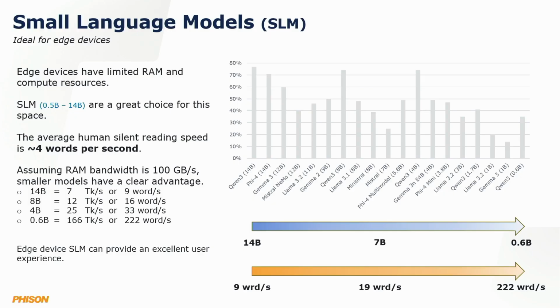Now, I just realized this morning I made a mistake in the division. I went the wrong way. 7 tokens per second is not 9 words. It's closer to 5. I divided by 0.75 instead of multiplied by 0.75. So I'll fix that in the slides when I return the slides. But it does not change the conclusion.